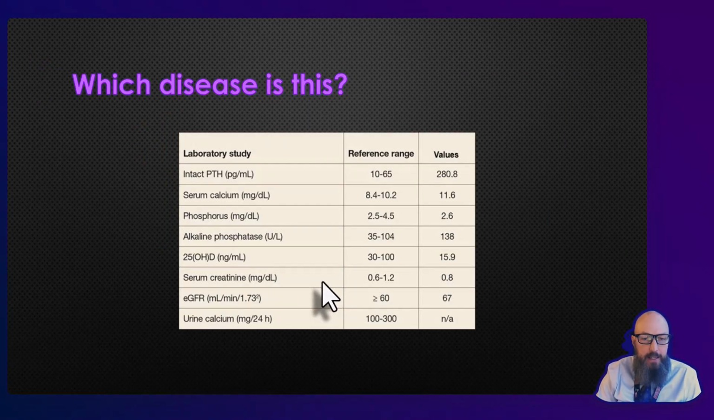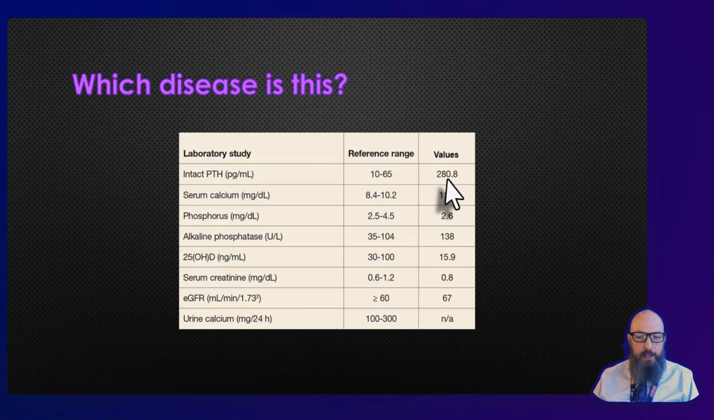So looking at these lab values, I gave you reference ranges. What disease is it? Well, what's high? Here's PTH. Here's calcium. Do we need to go on at all? High PTH, high calcium. Remember Captain Obvious? That is hyperparathyroidism.